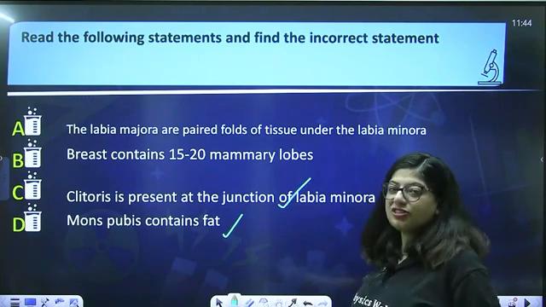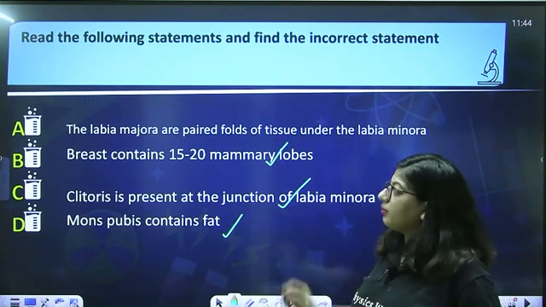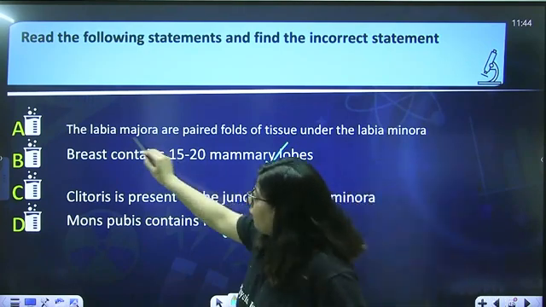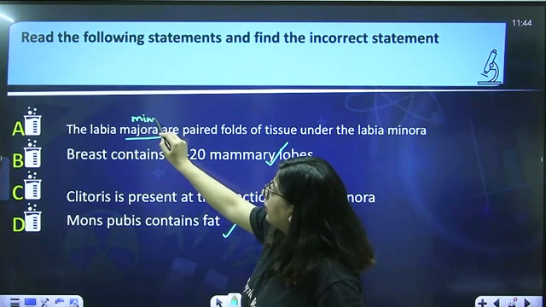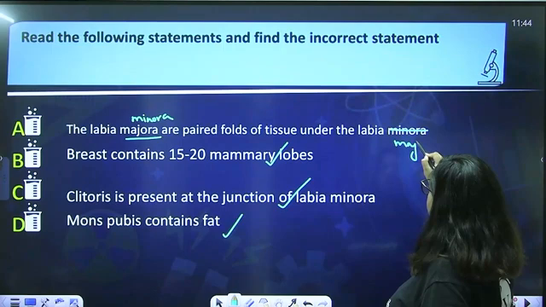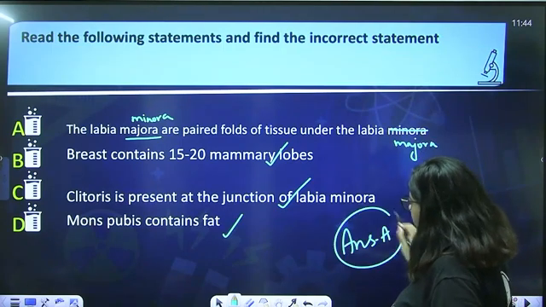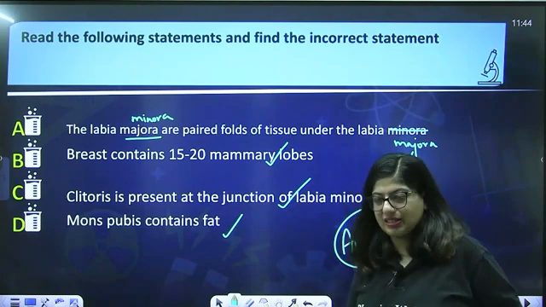Clitoris is present at the junction of labia minora, true. Breast contain 15 to 20 mammary lobes, true. But this is wrong: the minora are folds of skin which are present under the majora. So see, you have to read lines very carefully. Okay, so the answer is A. It is incorrect.